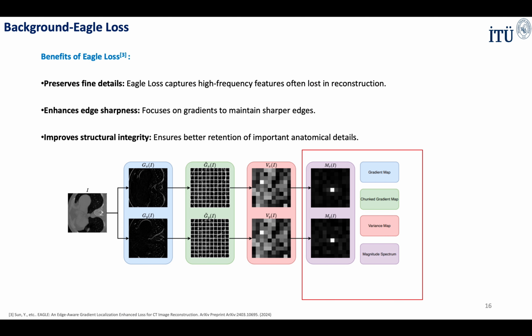The final stage in the diagram applies a high-pass filter in the frequency domain, generating the magnitude spectrum. This helps maintain the structural integrity of the reconstructed image by filtering out unnecessary noise and emphasizing important anatomical details. These 3 steps, gradient map generation, variance calculation, and frequency filtering, all work together to preserve essential image features, particularly in undersampled K-space regions.